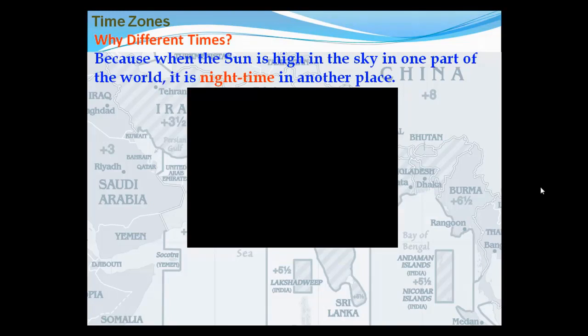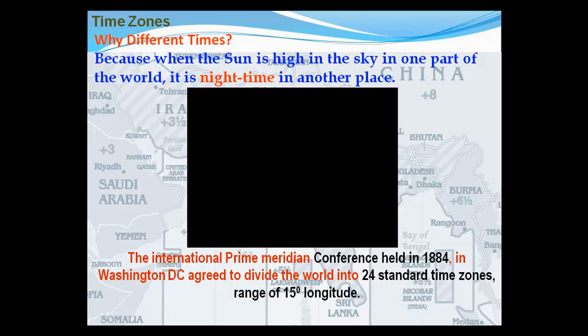Now we'll understand what time zones are and why we have different times. Because when the sun is high in the sky in one part of the world, it is night time in another place. Based on the International Prime Meridian Conference held in 1884 in Washington DC, they agreed to divide the world into 24 standard time zones, each with a range of 15 degrees longitude. The prime meridian zone extends from 7 degrees 30 minutes west to 7 degrees 30 minutes east longitude.